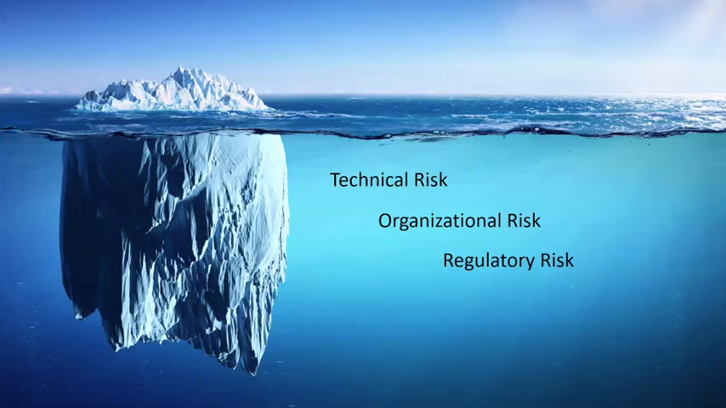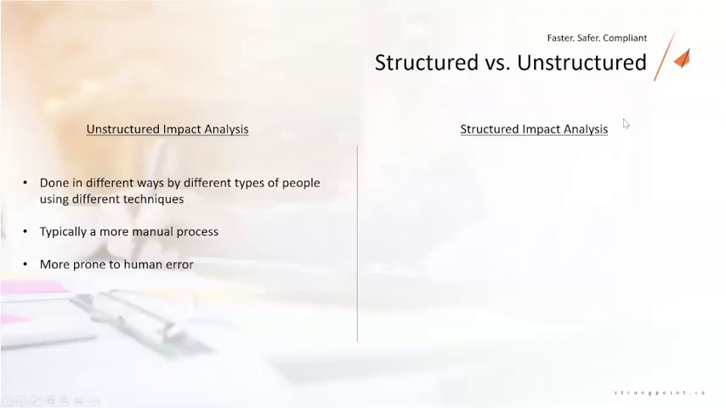So we talked in the agenda about unstructured versus structured impact analysis. What are these things and what are the differences between them? Unstructured impact analysis is typically more of an ad hoc process. You're looking to make a change, and somebody or a group of people on the team are going to go out and manually investigate what needs to be done and what's involved. So this is being done in different ways by different people using different techniques.